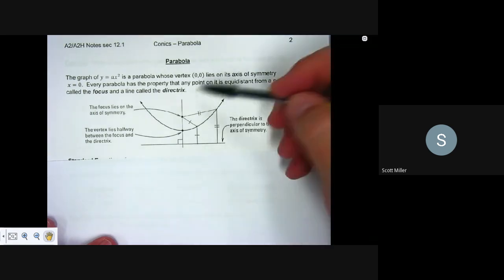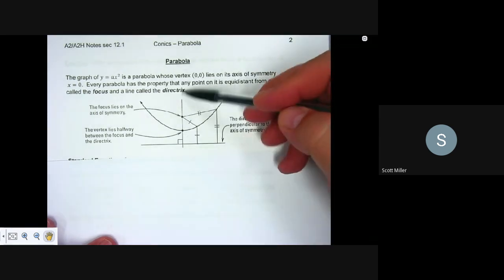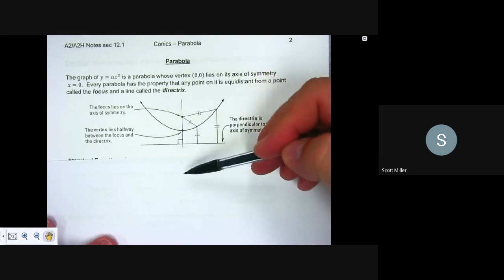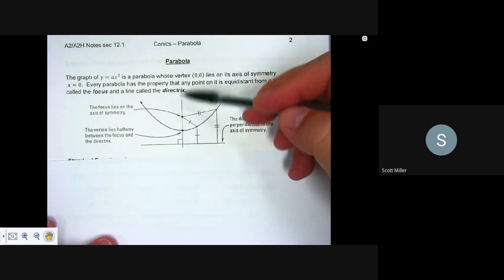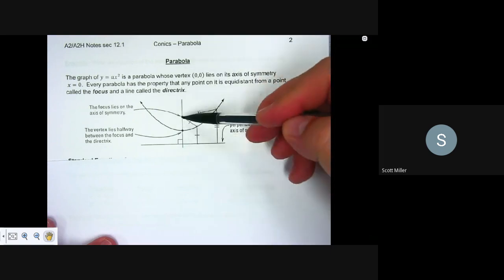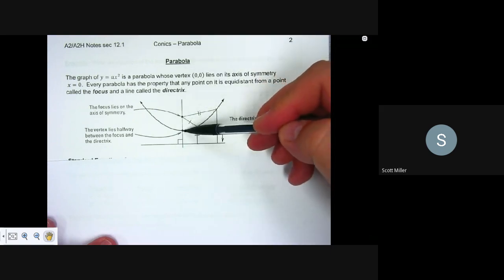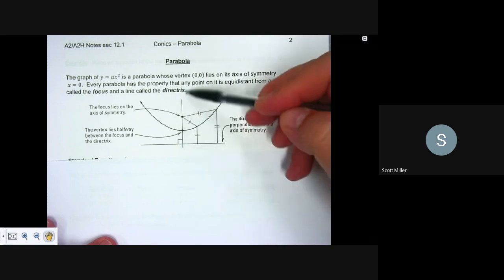The axis of symmetry is this one right here. This is where the parabola folds in half. We've talked about the axis of symmetry before, and so that's its role right here. The focus and the vertex are both on the axis of symmetry.